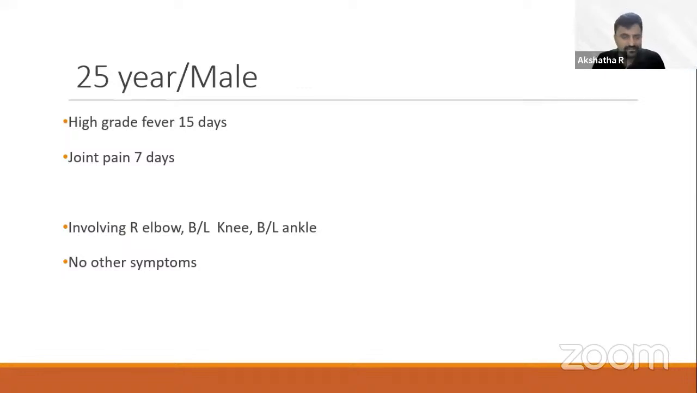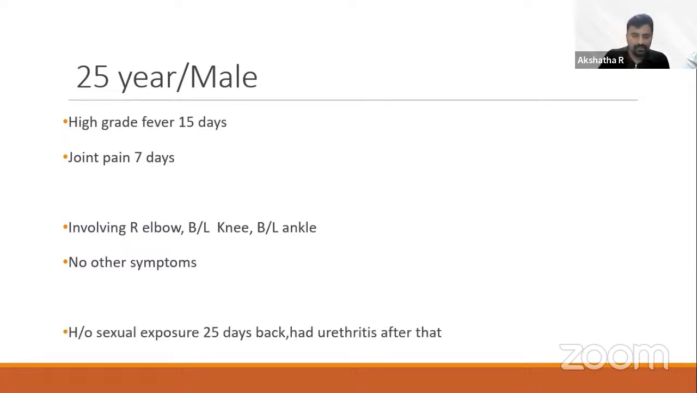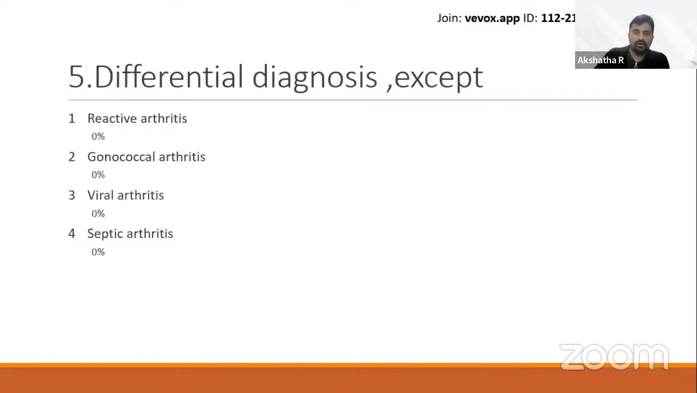Coming to the third case, this patient was a 25-year-old male who presented with high-grade fever for 15 days and joint pain for 7 days. It involved the right elbow, bilateral knees, and bilateral ankles with no other localizing features. On history, he had a sexual exposure 25 days back and a history of urethritis. So this patient presented with fever, polyarthritis, and a history of sexual exposure. What could be the possible differential diagnosis?